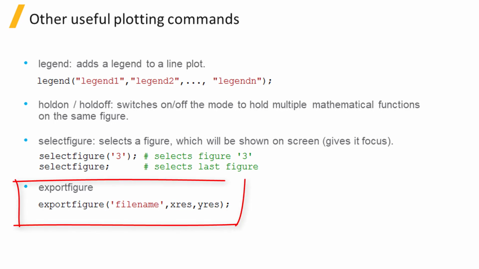Export figure exports the current figure to a JPEG image with the specified file name. The exported image will have the specified resolution XRes and YRes in the X and Y directions, respectively. If the X and Y resolutions are not specified, the exported image will have the same size as the current figure.